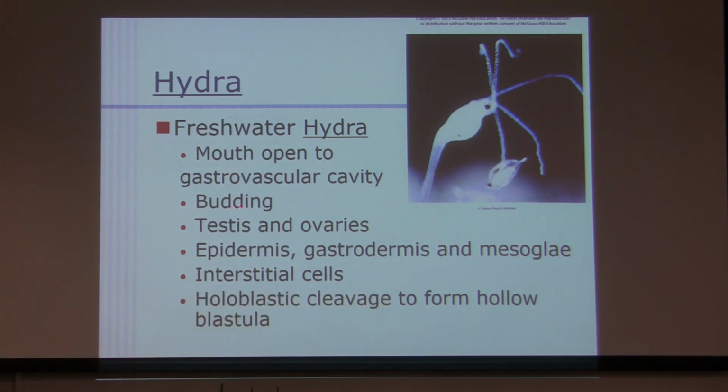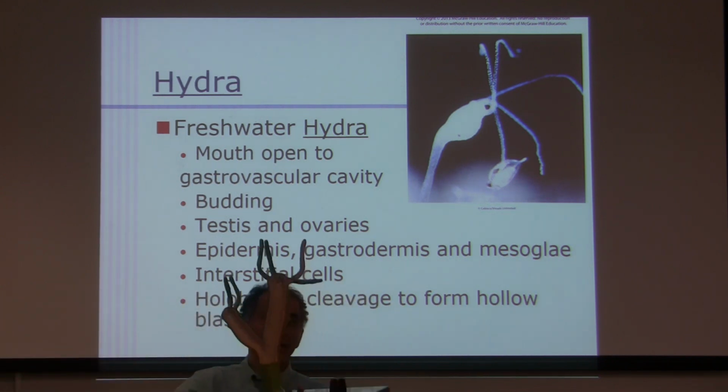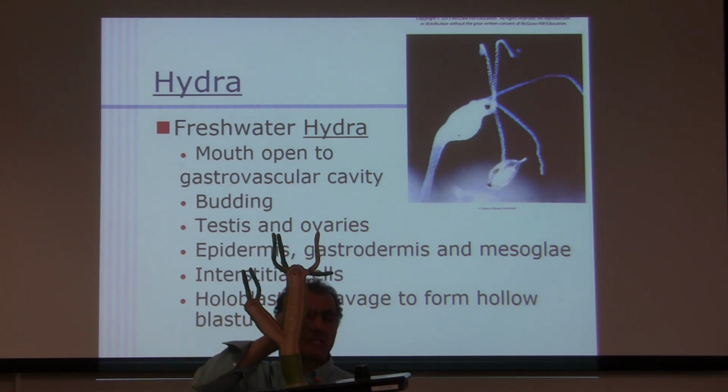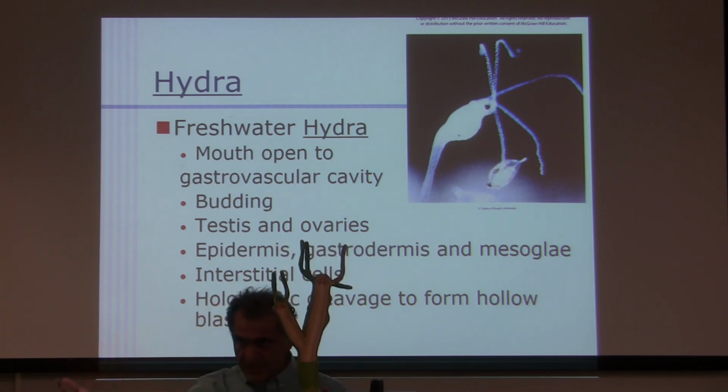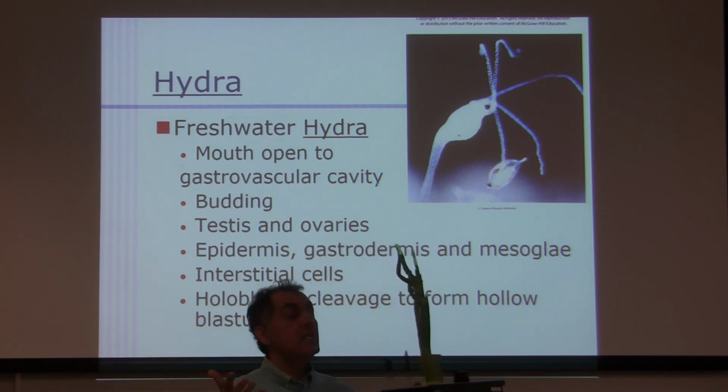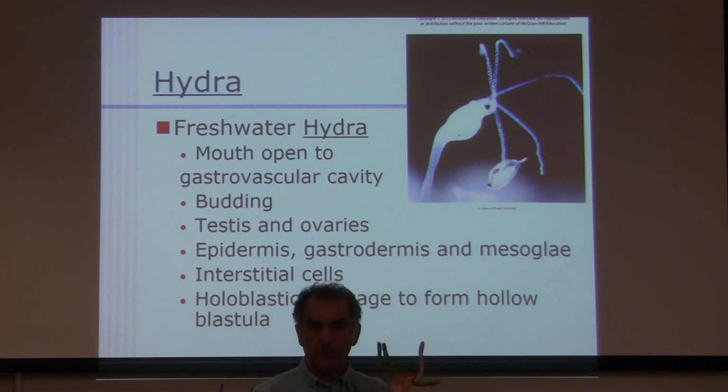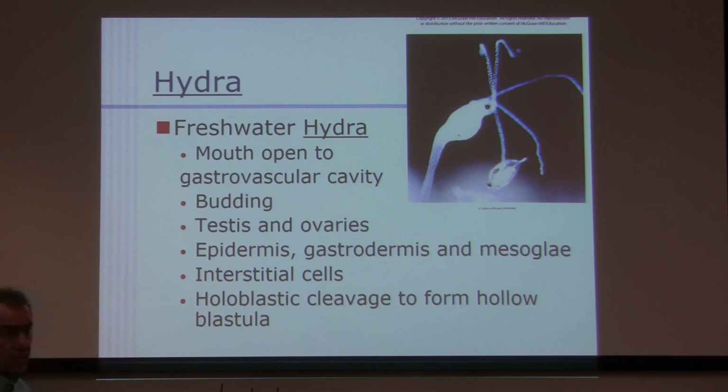So gastrovascular, but the testes and ovaries, yes, they do multiply by budding asexually, but they do have ovaries and testes right here in this model. So if they have ovaries and testes, do they do sexual reproduction? Yes, they do sexual reproduction too. And I think in your next quiz, I threw a term at you.